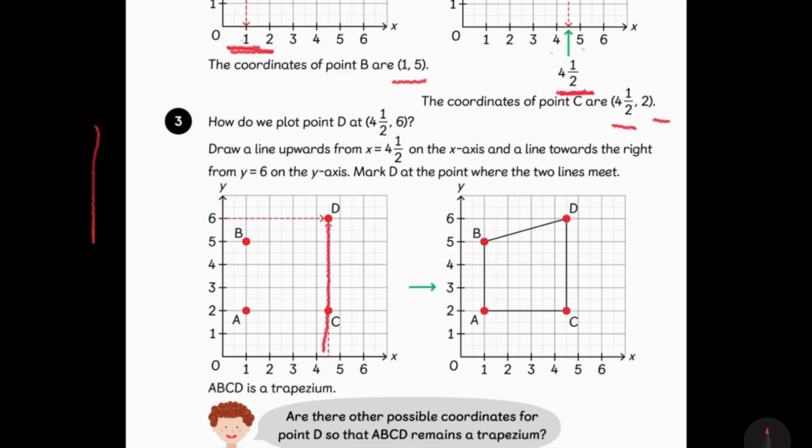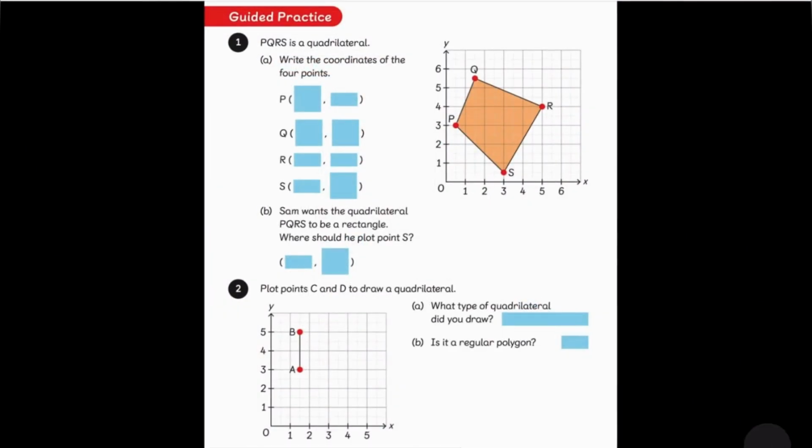Therefore, are there other possible coordinates for point D so that ABCD remains a trapezium? This is a question for you. Do try it. As and when you can, check your answers and explanation as I keep doing.